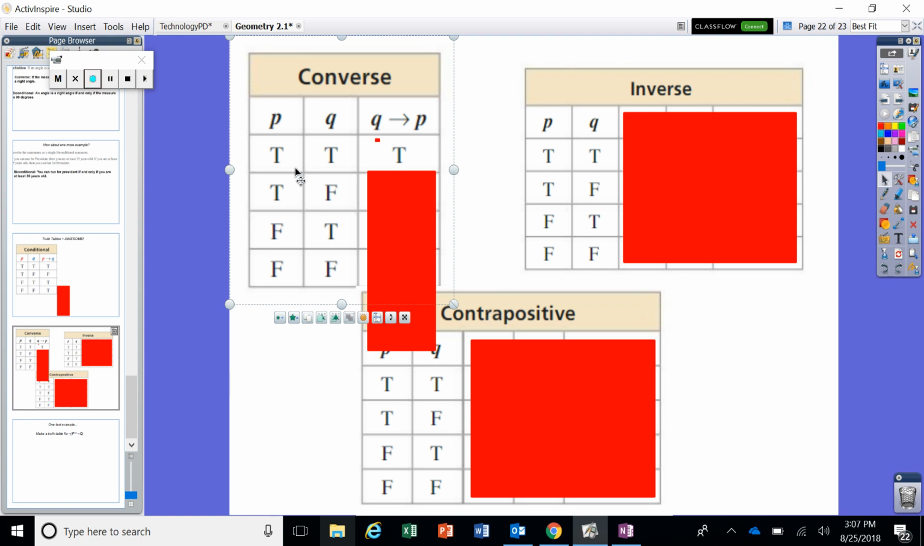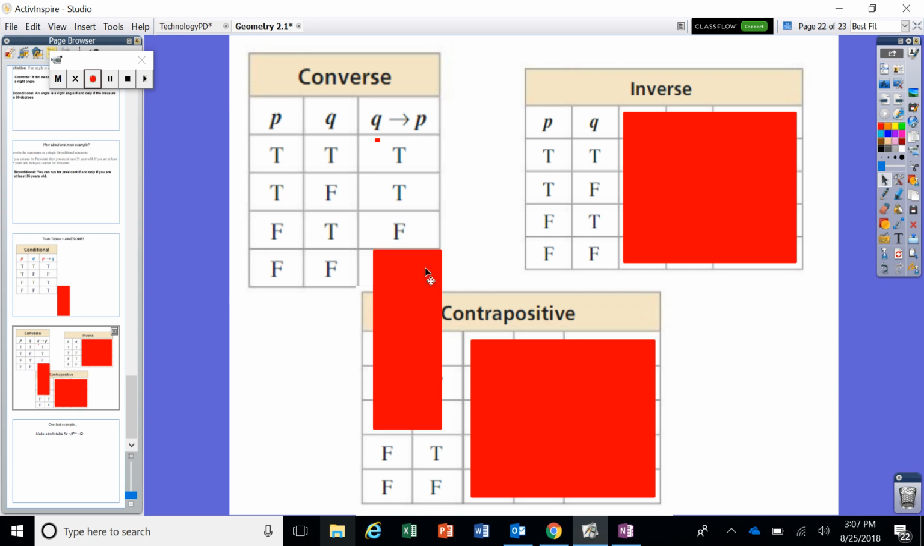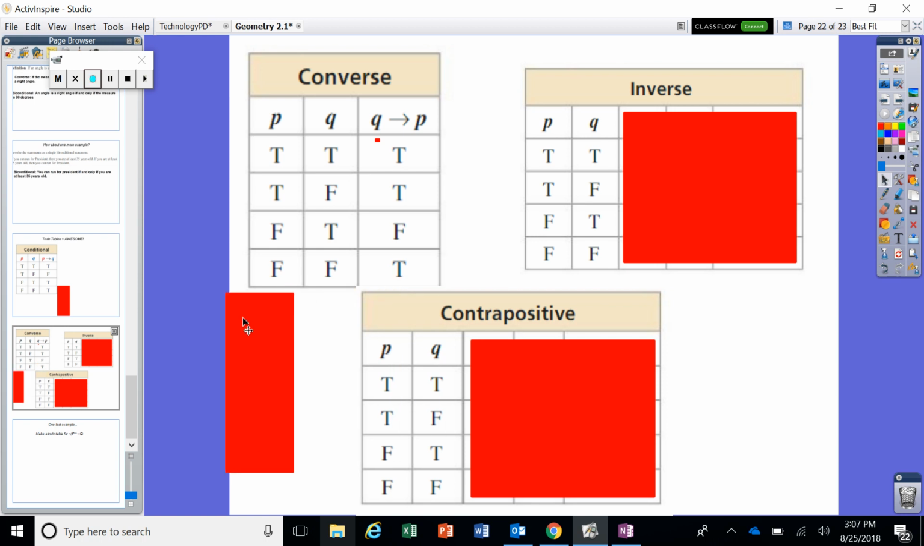False implies true. Well, false to true was a true statement in the conditional, and it is true in the converse because I go from Q to P now. All right, stay with me. From true to false, that was the only time when we had a false statement. And then lastly, false implies false is still going to be a true statement.